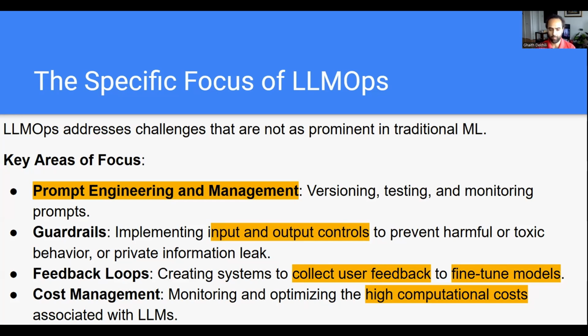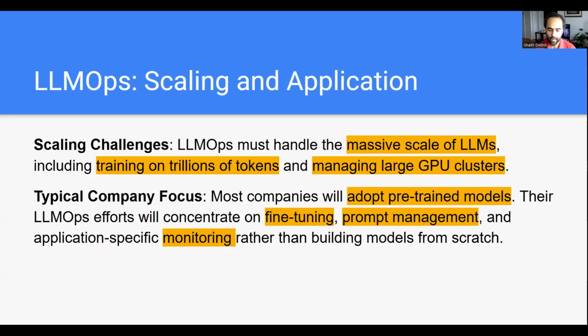Cost management is very important as well, because these kinds of models tend to have high computational costs. LLMs are known to be at a massive scale, with trillions of tokens for training when we talk about training from scratch, and this comes with scaling challenges. That's why small and medium companies tend to adopt pre-trained models that they fine-tune, or prompt engineer, or they do both, rather than building models from scratch.